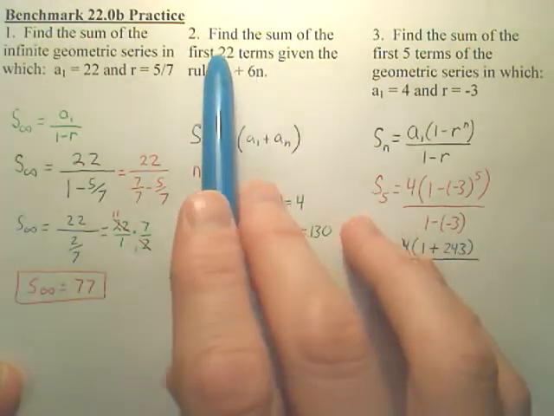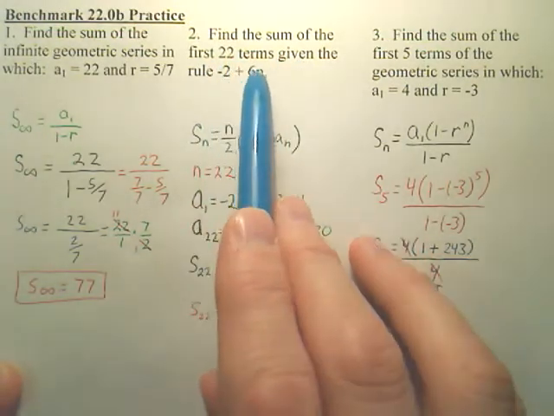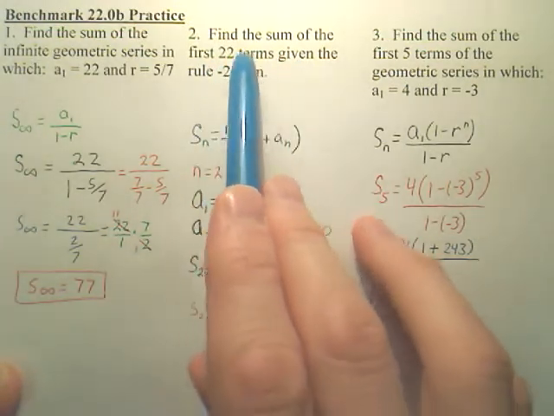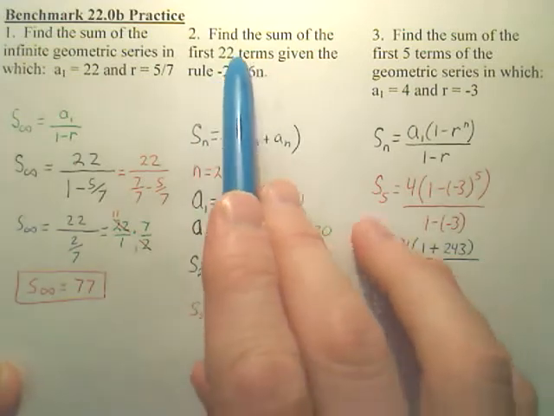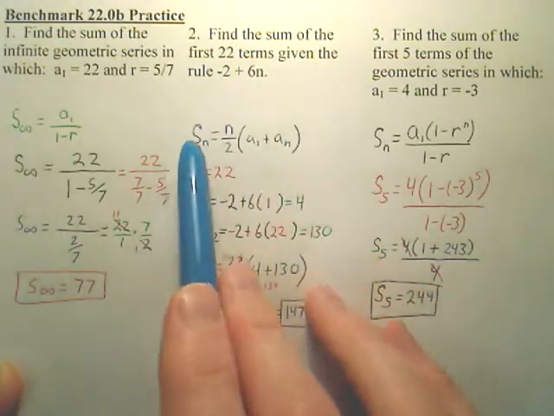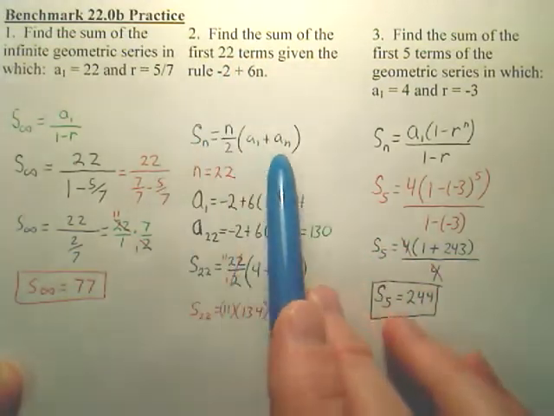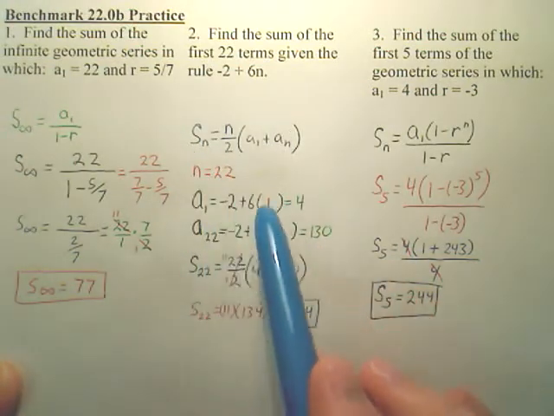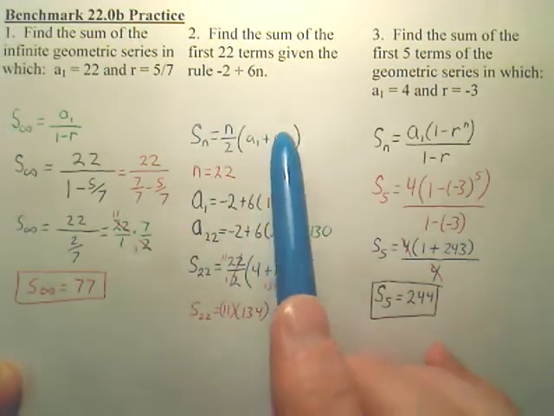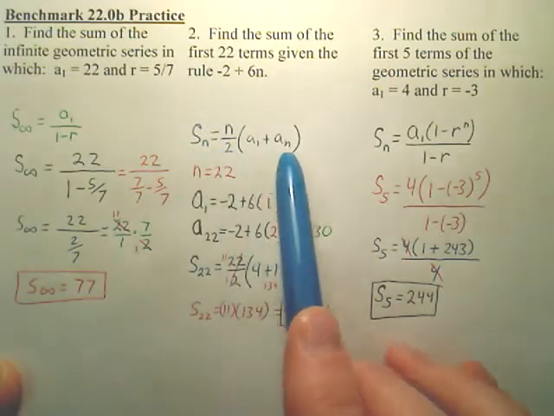Now for this one, the sum of the 22 terms given this equation, hopefully you realize with this equation it means arithmetic. That's the arithmetic rule. So this is a formula to sum up terms for an arithmetic sequence. And when you sum it up, it's called a series. So this is an arithmetic series.